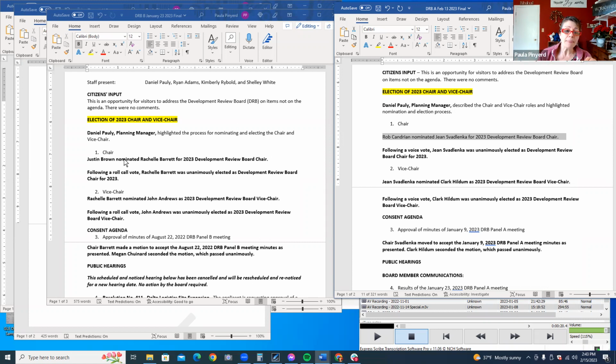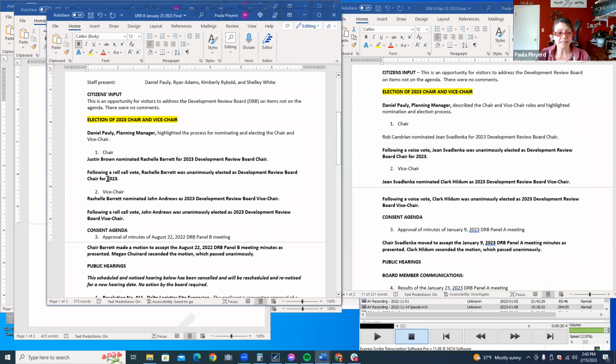And then if there's more than one or two nominations, often we will put in, there were no further nominations before they take this vote. So I'm just highlighting the one here on the right. It's very similar to the other one.